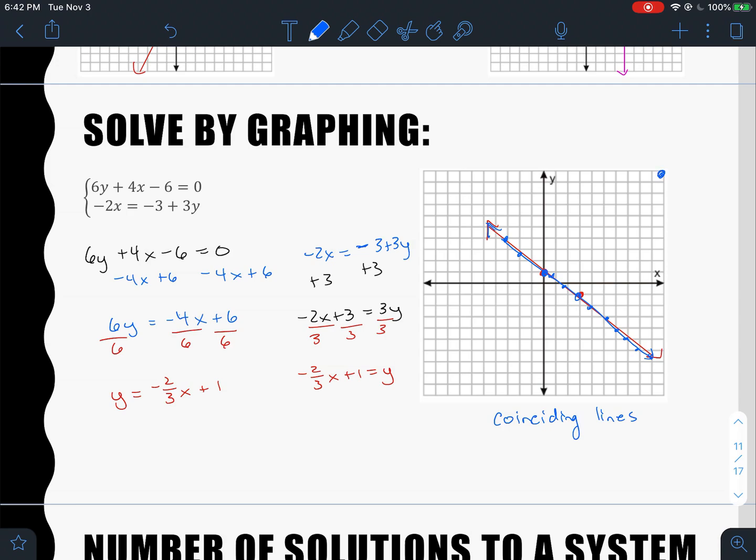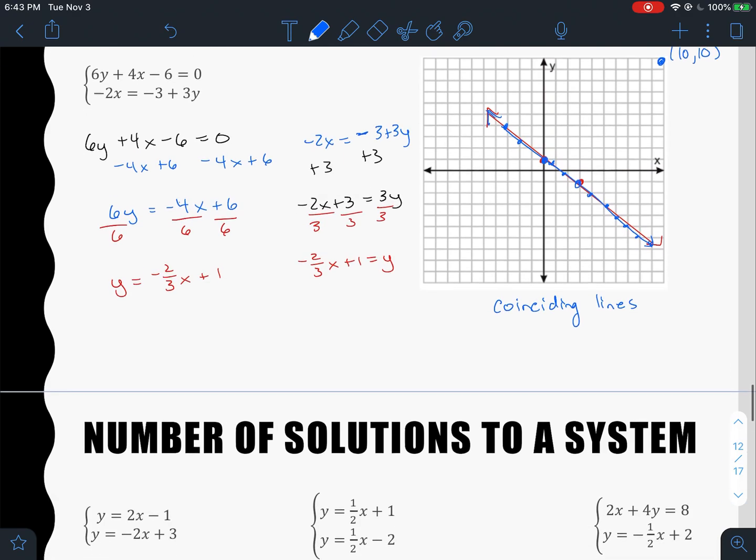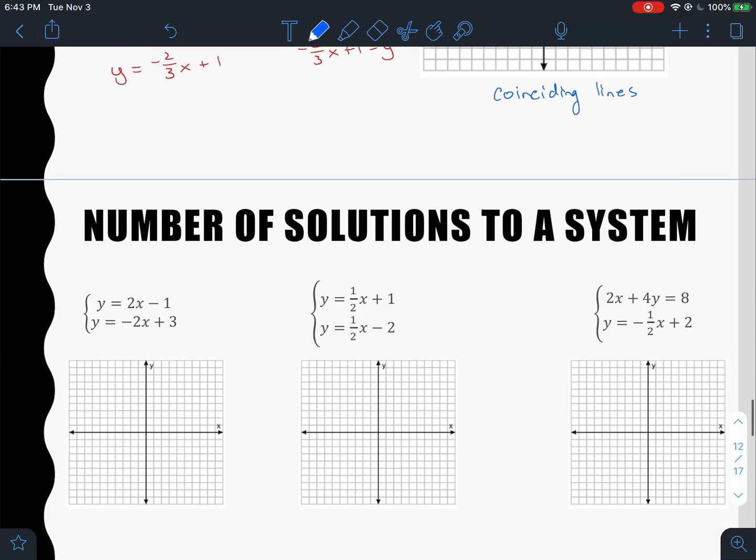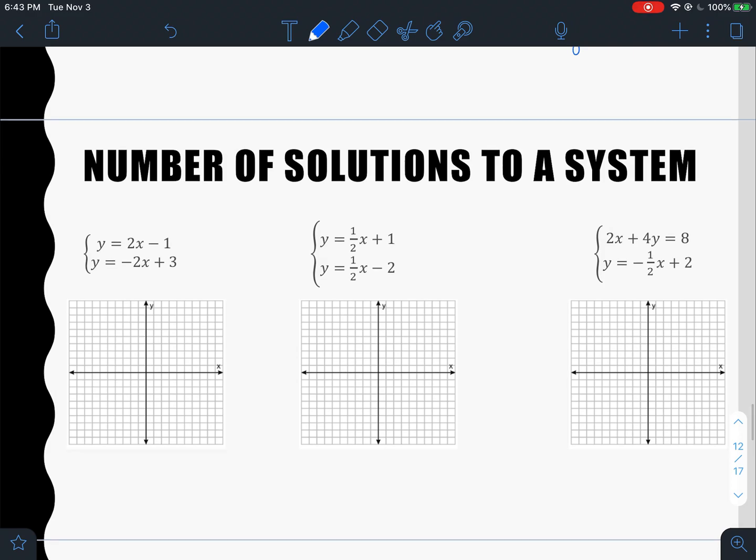This is different than all real numbers because obviously not every single point, like the point (10, 10), is a solution, because the point (10, 10) isn't on the lines. So we don't say all real numbers. We just say that they have infinite solutions because every point on the line is a solution. So that takes us into the number of solutions to a system. Your options are they could have one solution, they could have no solutions, or they could have infinite solutions.